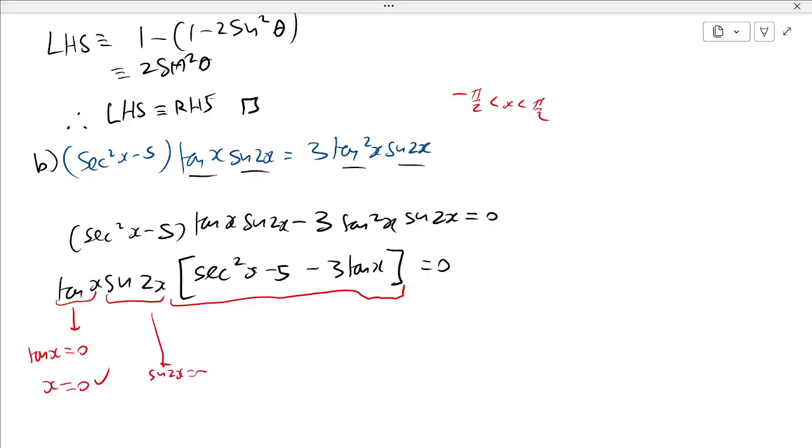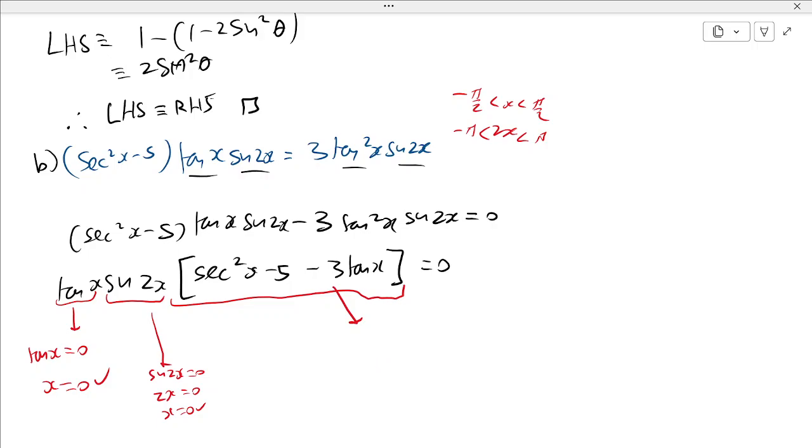Sine 2x being 0, well, 2x is now between pi and minus pi. Not inclusive though. So I would be allowed to use the end ones. They would work as solutions, but they're not in the range. So just x equals 0 again, which means the rest of my solutions are going to come from this.